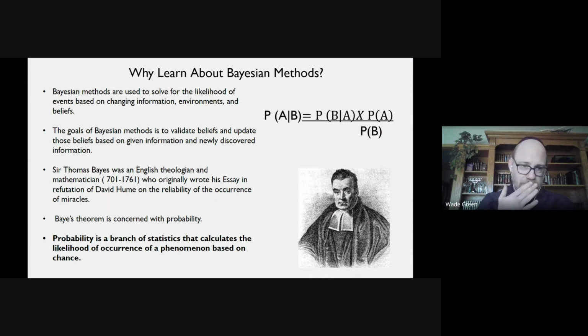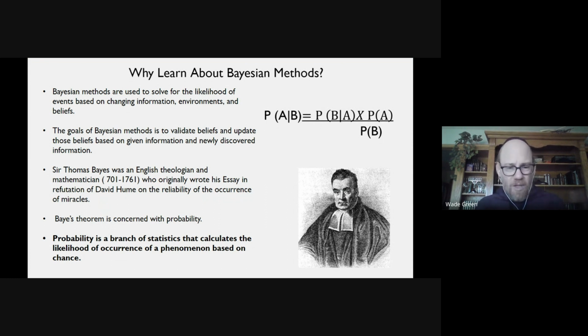Okay, so as we just alluded to, Bayesian methods are used to solve for the likelihood of events based on changing information, on environments and on beliefs, right? So Bayesian methods is very much a different type of analysis from what we're used to as far as our frequentist approach, and we'll talk about the differences more in a minute. But the Bayesian model is constantly updating probabilities and likelihoods based on changing information, right?